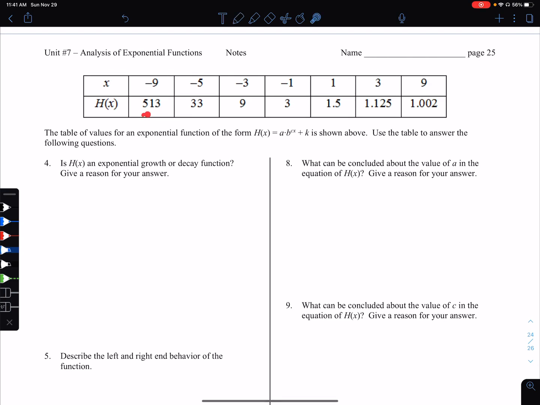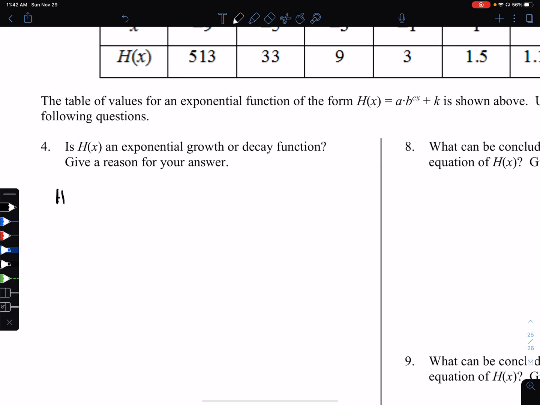Well, if we move from left to right, the numbers are getting smaller, and they're getting smaller at a decreasing rate. So we could say h of x is decreasing at a decreasing rate, therefore h of x is exponential decay.